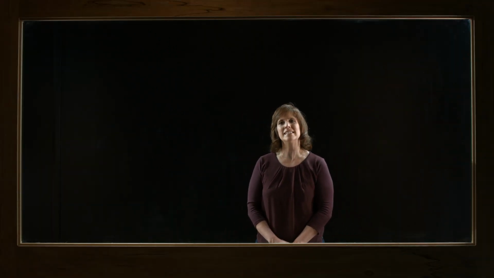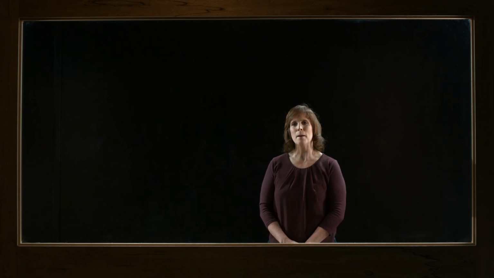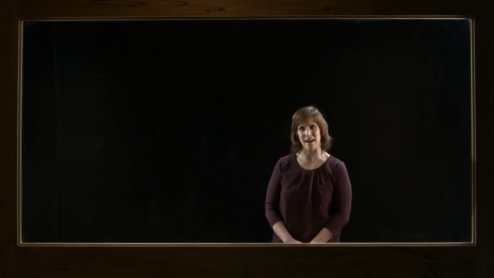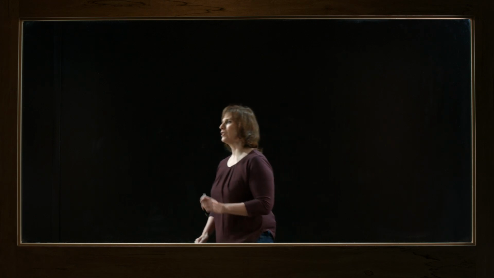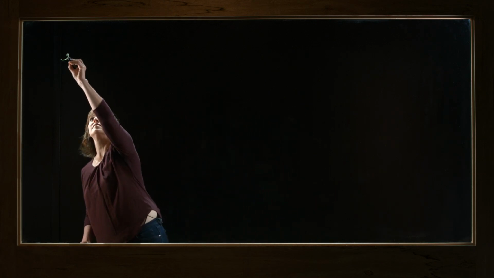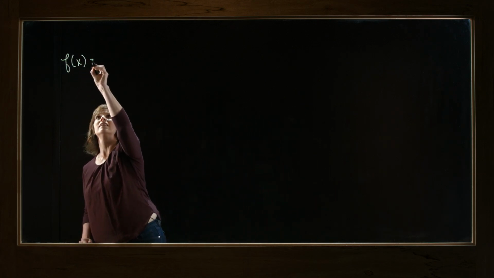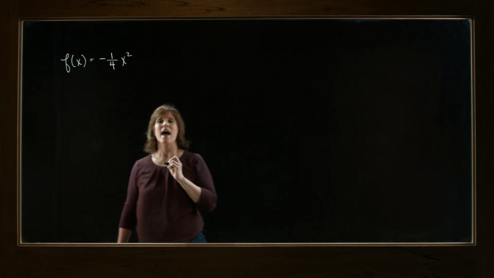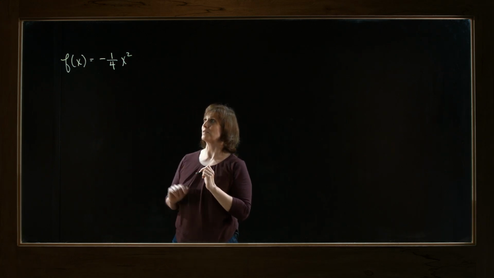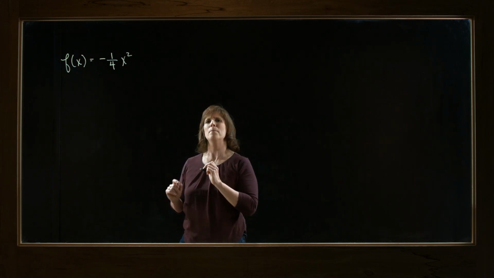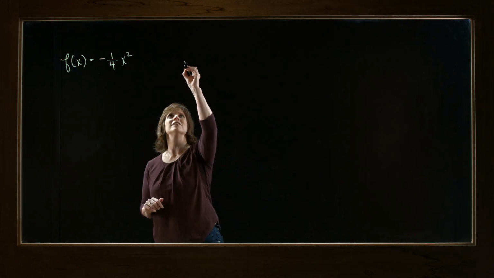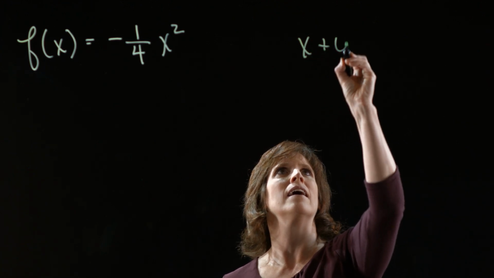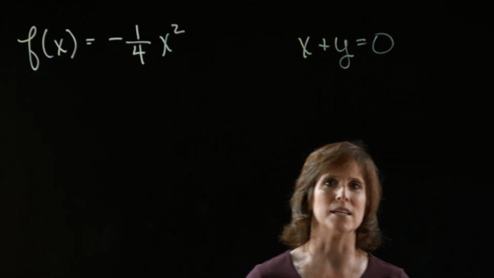Hi, I'm Cheryl Leach. Today we're going to look at finding the equation of a line that is tangent to a given curve, but also parallel to a given line. The function that we're going to be looking at is f of x equals -1/4 x squared. So we want to find the equation of a line that's tangent to that curve, but is also parallel to the line x plus y equals 0.